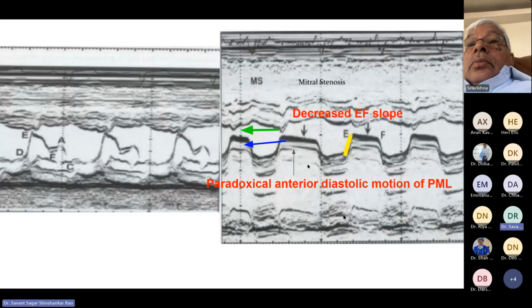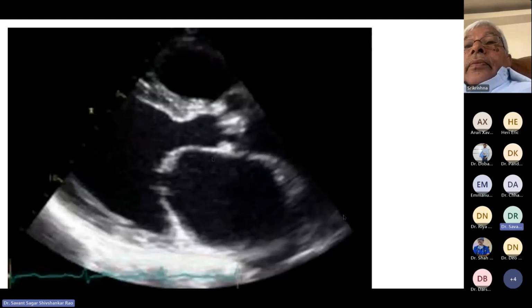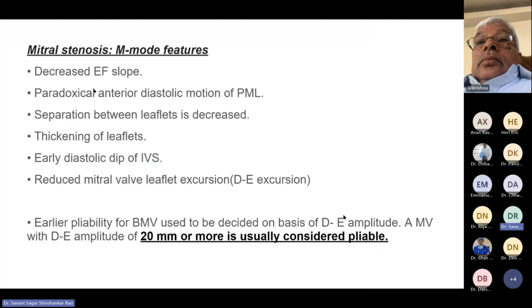And this is the 2D diagram showing the anterior mitral leaflet, which is in the shape of a reverse hockey stick, also called AML doming. So, in summary: decreased EF slope, paradoxical anterior diastolic motion of the PML, decreased separation between leaflets, thickening of leaflets, and early diastolic dip of the interventricular septum.